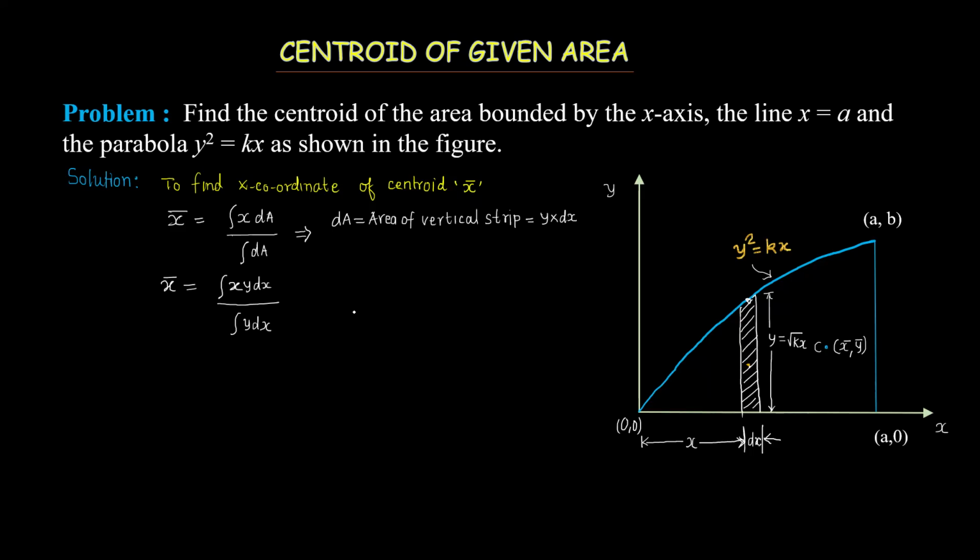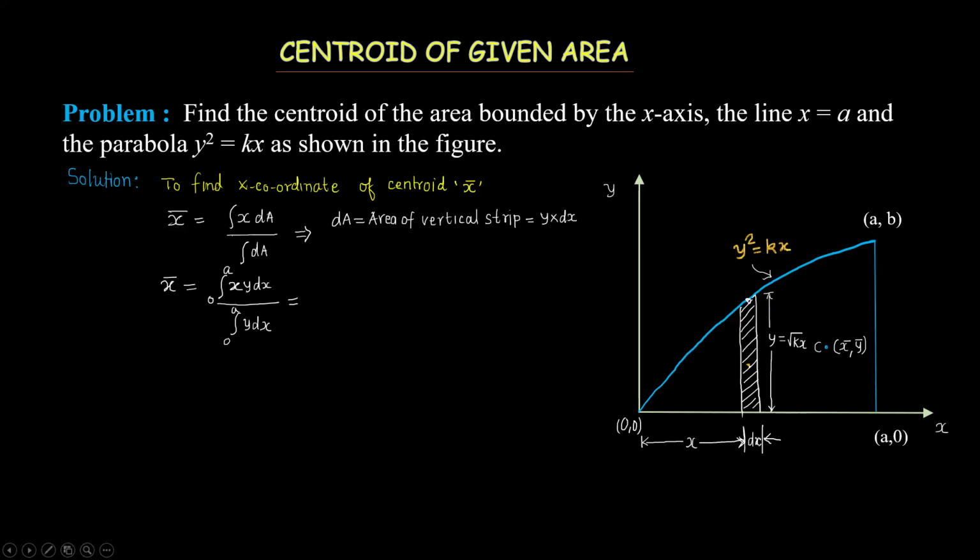Now the limits of dx. This strip will move from 0 up to this particular point to cover this area. Over here the value of x will be 0, while over here the value of x will be a. So the limit will be x from 0 to a. Here also x will be from 0 to a. So we got the limits also.